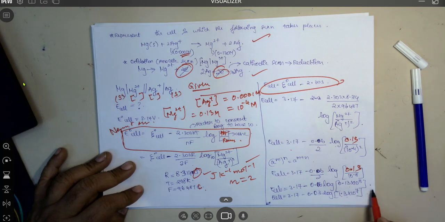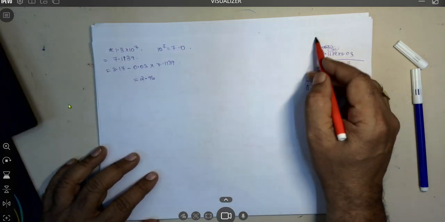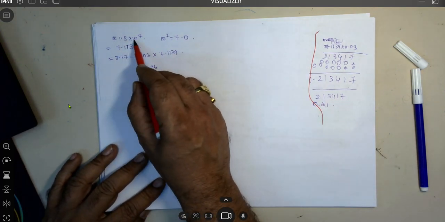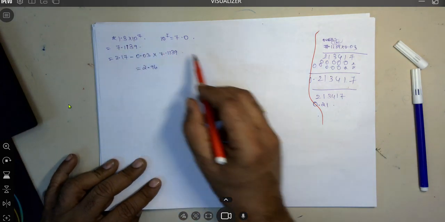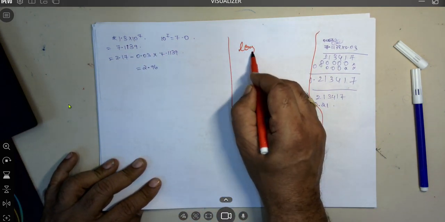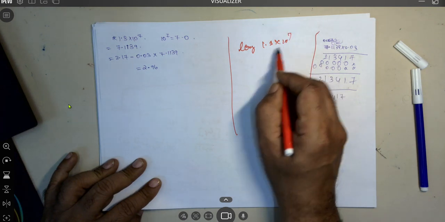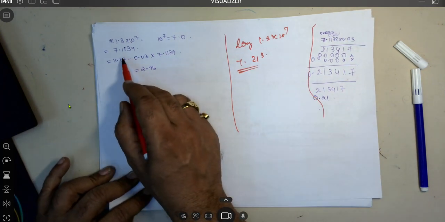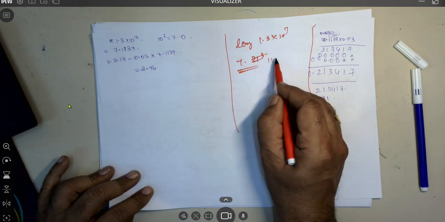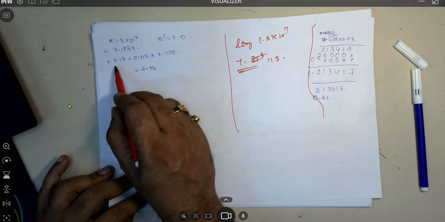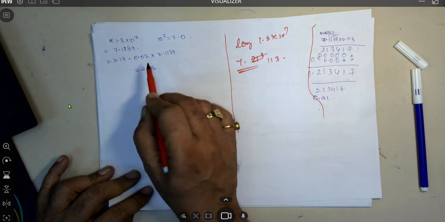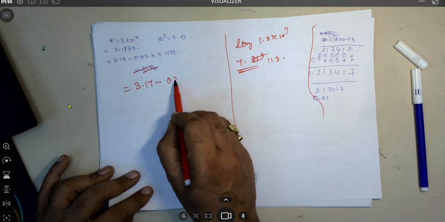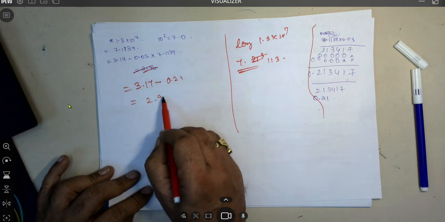0.13 into 10 power 8 gives 1.3 into 10 power 7, and we are introducing the logarithm. So where is the log value? Log of 1.3 into 10 power 7 is 7.1139. You have taken only 7.1139 and skipped immediately. So 3.17 minus 0.21 is equal to 2.96.